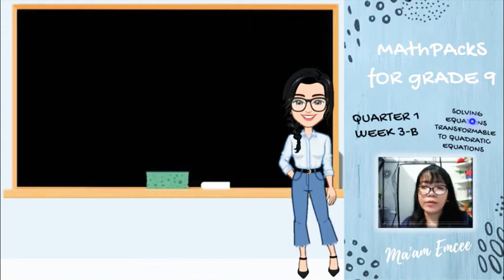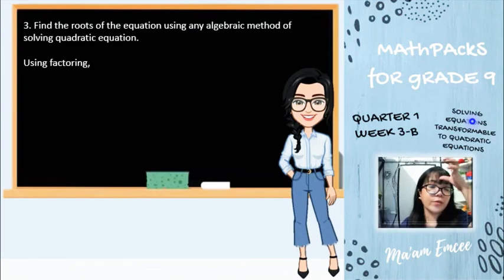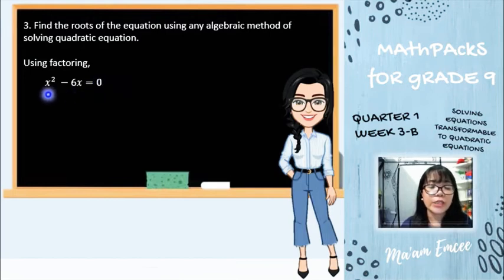The next thing that we need to do is to find the roots of the equation using any algebraic method of solving a quadratic equation. In this particular equation, we will be using factorization, or factoring. So x squared minus 6x is equal to 0. In order to factor out x squared minus 6x, we need to look for the common factor of x squared and negative 6x. So we need to look for an expression which can divide x squared and which can divide negative 6x. And that expression is x. So x is one factor.